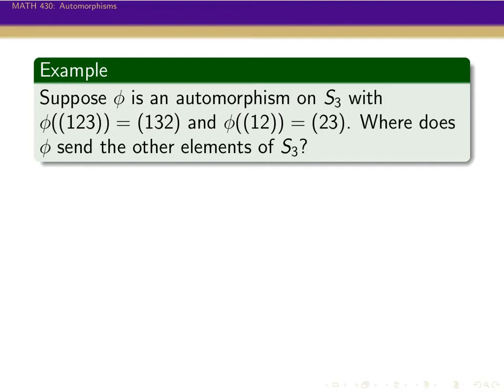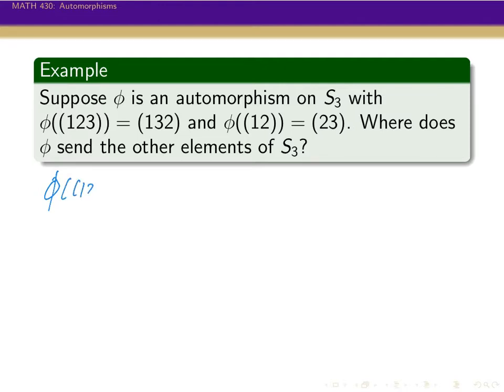So our group here is S3, and we have an automorphism phi, and we know that phi sends the 3-cycle (1 2 3) to (1 3 2), and it sends the 2-cycle (1 2) to (2 3). And so we want to figure out where the other elements of S3 get sent to. Here we can use the fact that phi needs to preserve the group laws to figure this out. So let's do this bit by bit. We know that phi of (1 2 3) gives us (1 3 2).